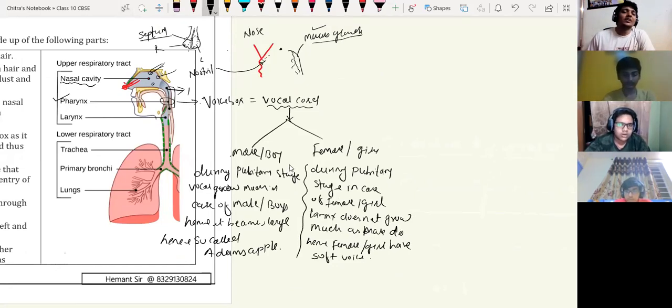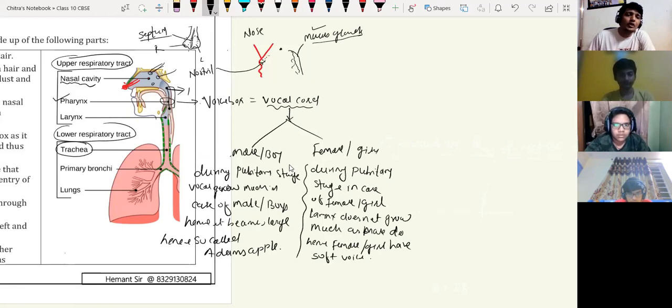So what next? After the larynx region, air passes through the windpipe, and this windpipe is called the trachea. The trachea is part of the lower respiratory tract, and this part is called the upper respiratory tract. In short, we say URT, upper respiratory tract, and here we have LRT, lower respiratory tract. So we have two respiratory tracts, URT and LRT.